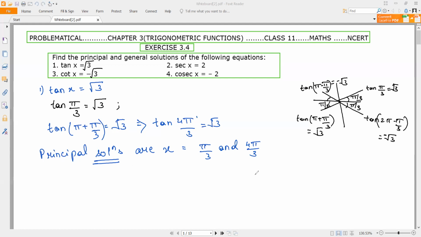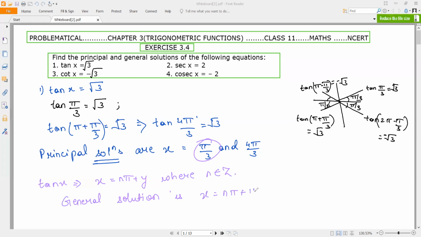Now for the general solution, we know that for tan x, your x value in general is equal to n pi plus y, where n belongs to Z and y is the smallest value of x. Amongst these two values, pi by 3 is the smallest value of x where you're getting the value root 3. So your general solution would be x is equal to n pi plus pi by 3, where n belongs to Z. n can be any integer.